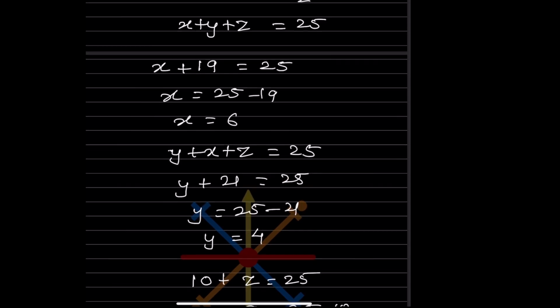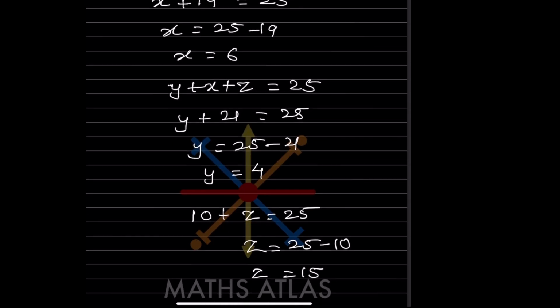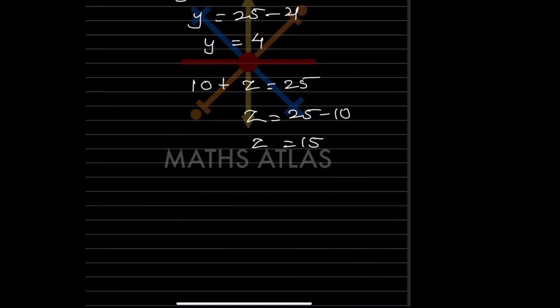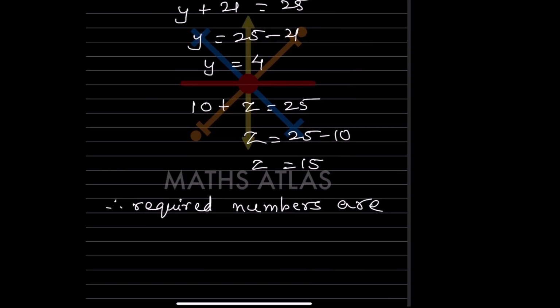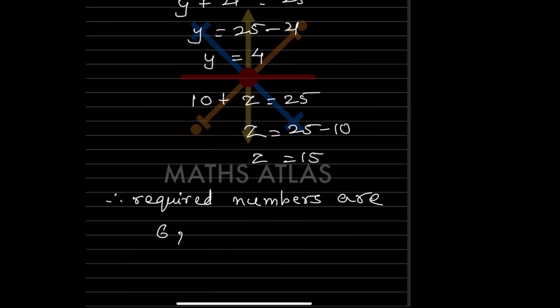So now you got the values of x, y and z. Therefore the required numbers are: x is 6, y is 4, and z is 15. So this is the answer.